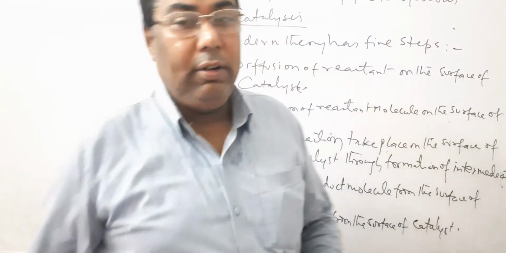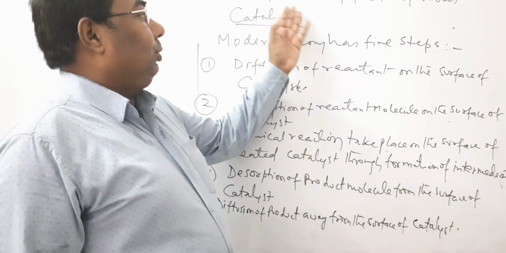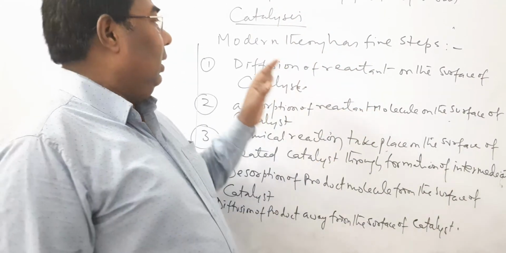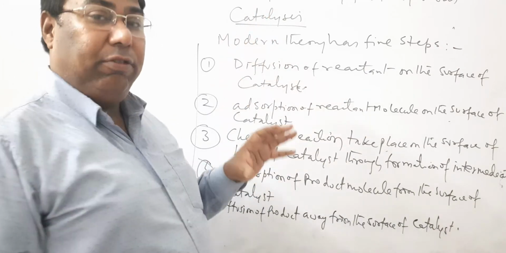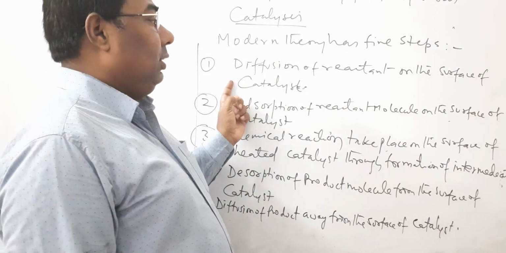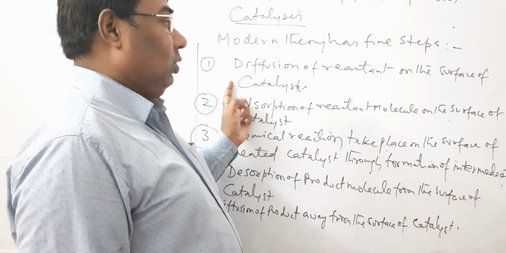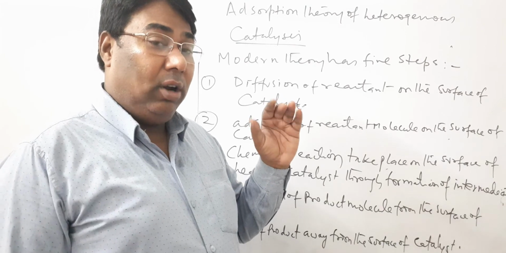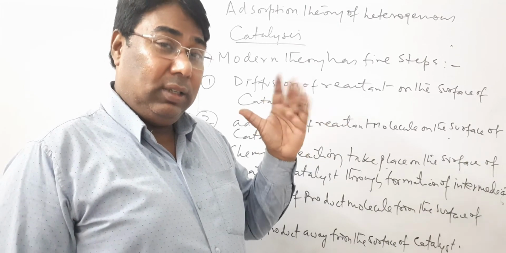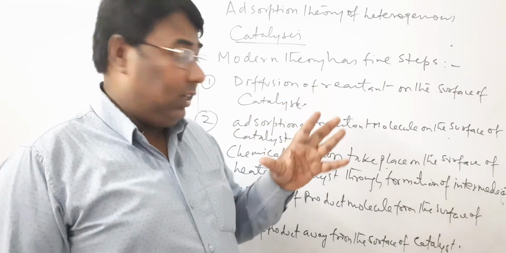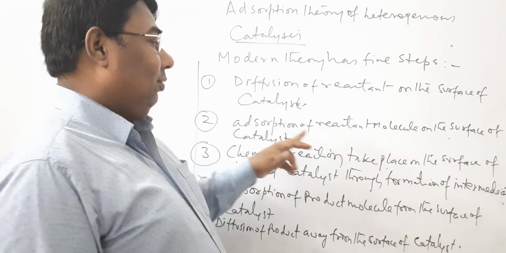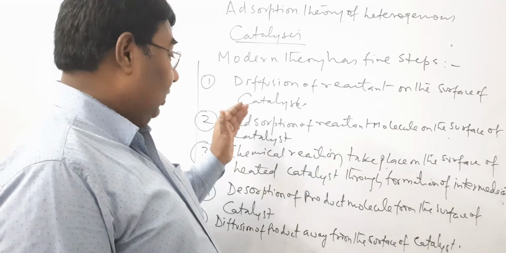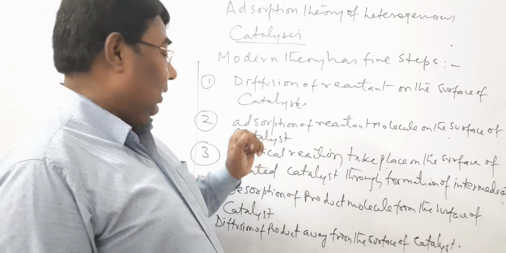Now, students, we discuss the adsorption theory of heterogeneous catalysis. According to the modern approach, this theory includes mainly 5 points. Number 1, diffusion of reactants on the surface of the catalyst. First of all, the reactant diffuses over the surface of the catalyst. Then adsorption takes place. Second point, adsorption of reactant molecules on the surface of the catalyst takes place after the diffusion of reacting molecules over the catalyst.